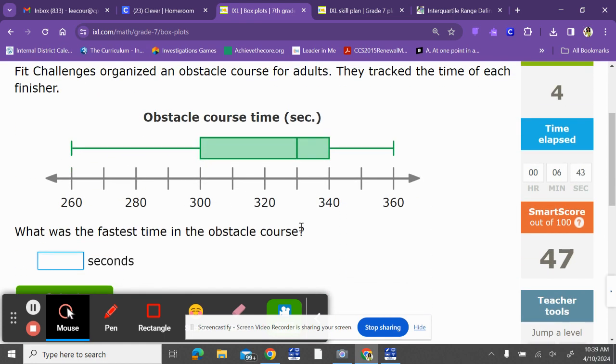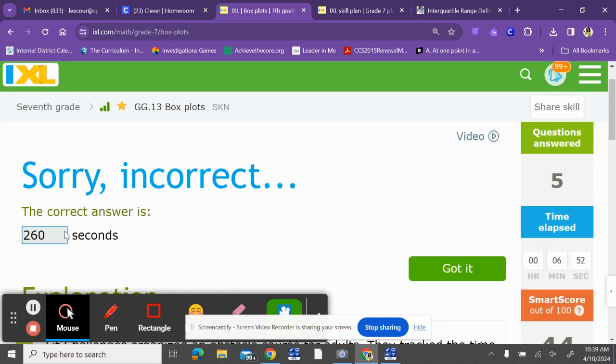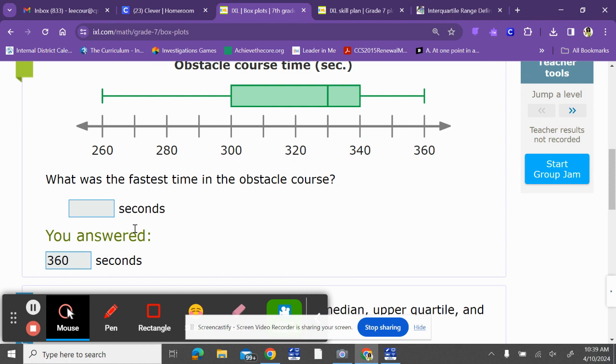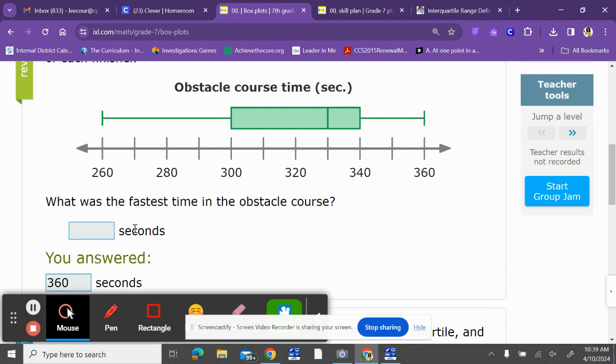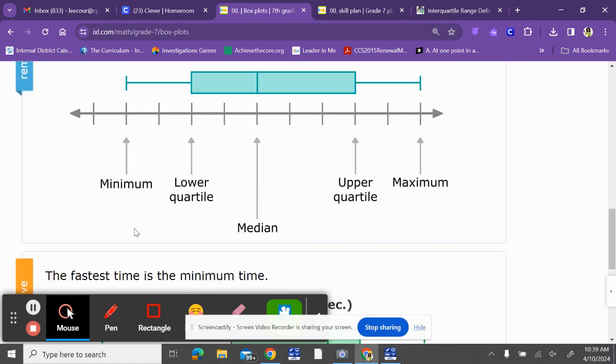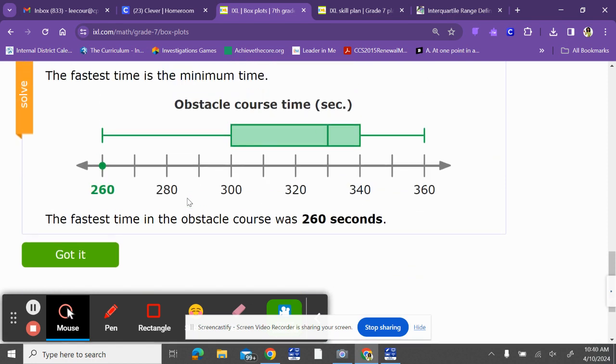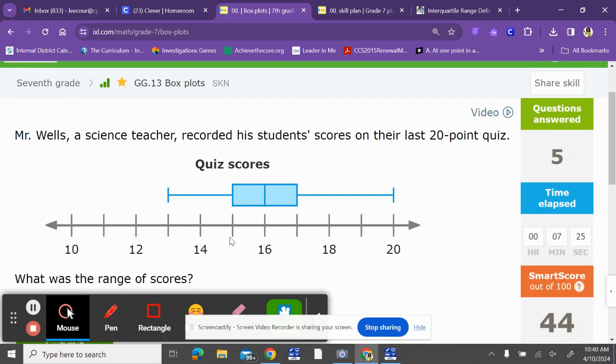What's the fastest time, which will be the maximum, which is 360. Oh, sorry. The correct answer is 260. What did I say? I must not have read it correctly. Fit Challenges organizes an obstacle course. They track the time of each finisher. What was the fastest time in the obstacle course? They said the answer was 2.6. Oh, duh. The fastest time is the lowest number. They tricked me. I went for the maximum. I don't know why I did that because I wasn't paying attention. So the lower the number is, that means you were faster than everybody else.